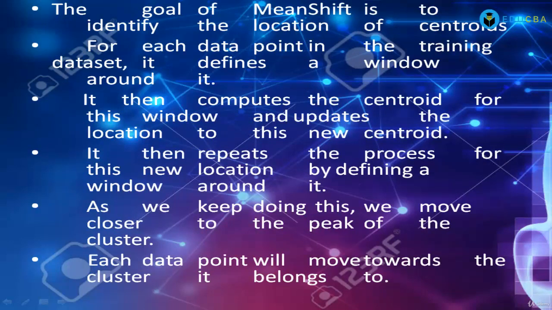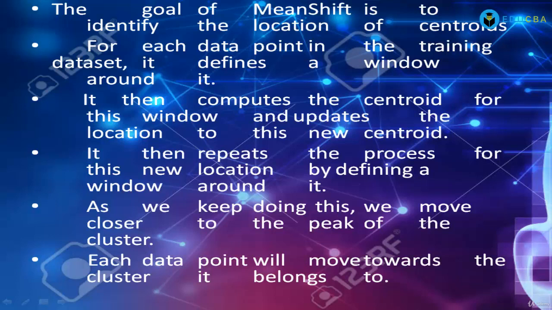For each data point in the training dataset, it defines a window around it. Now what's happening there? For each data point, it defines a window. It then computes the centroid for this window and updates the location to this new centroid. So it will compute the centroid for that window and then you update the location of the centroid. It then repeats the process for this new location by defining a window around it. Now you have found a centroid and you will again define a window around it. And then we again compute our centroid for that window.